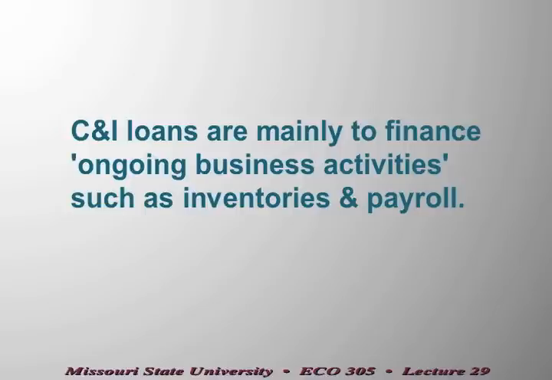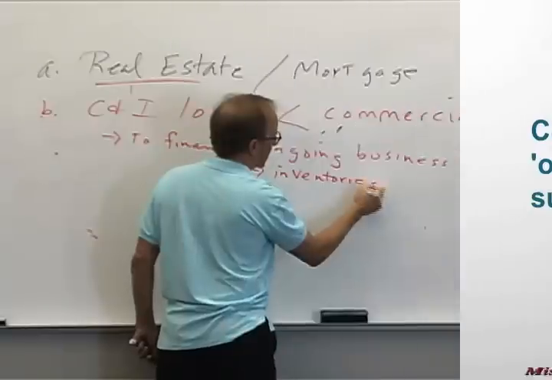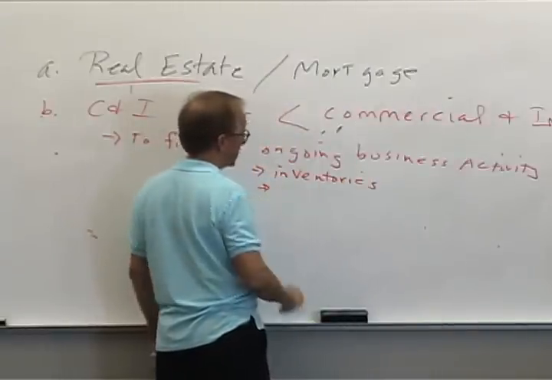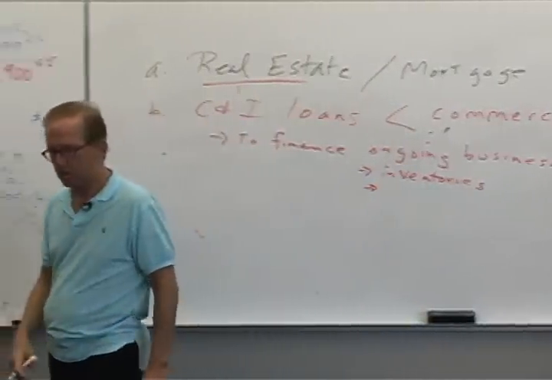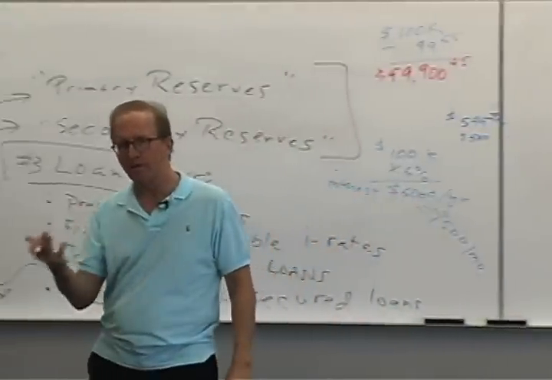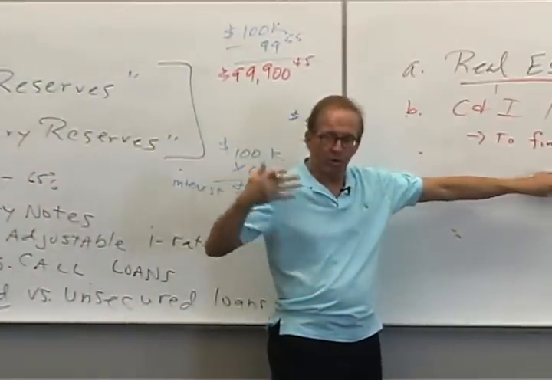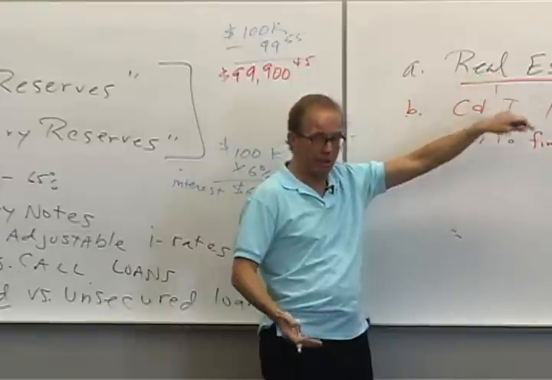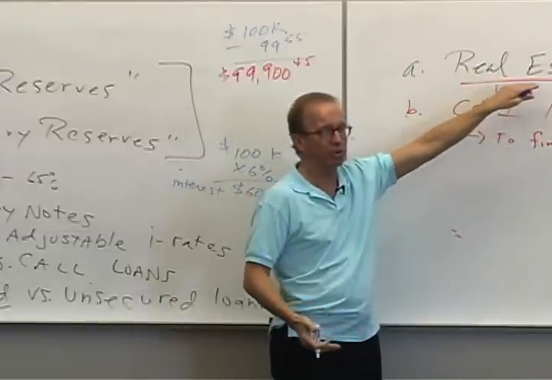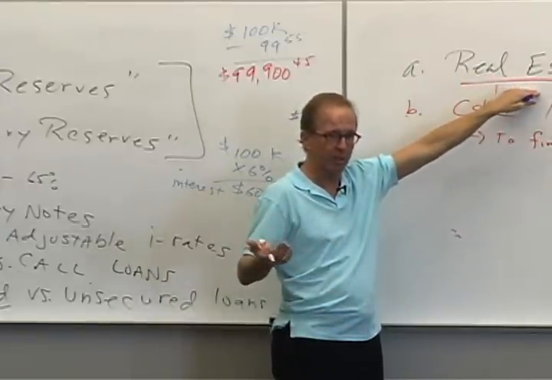Inventories, for example. Supplies. I won't get into a bunch of that stuff. Businesses need money for different things, need loans. If they need money for their building, it's not called a C&I loan, it's a real estate loan.